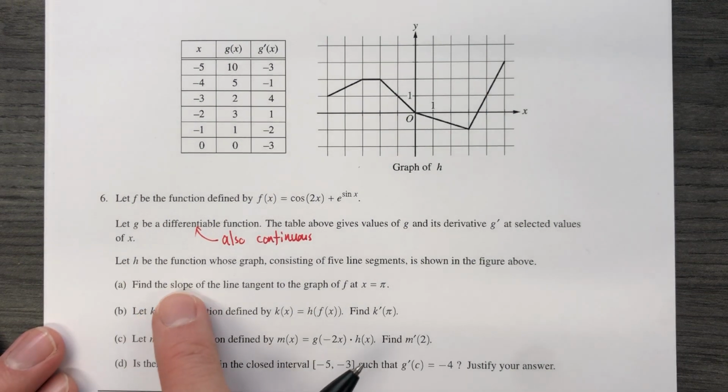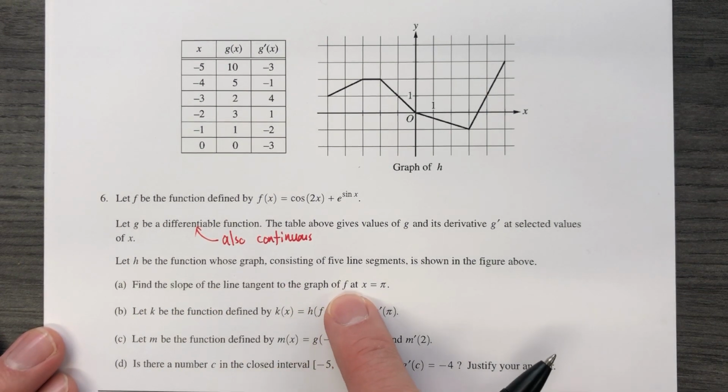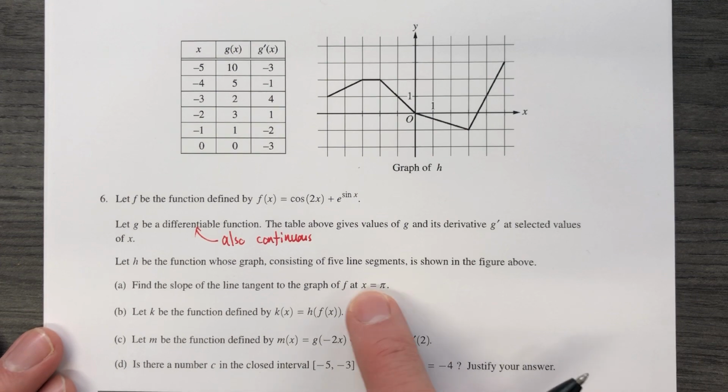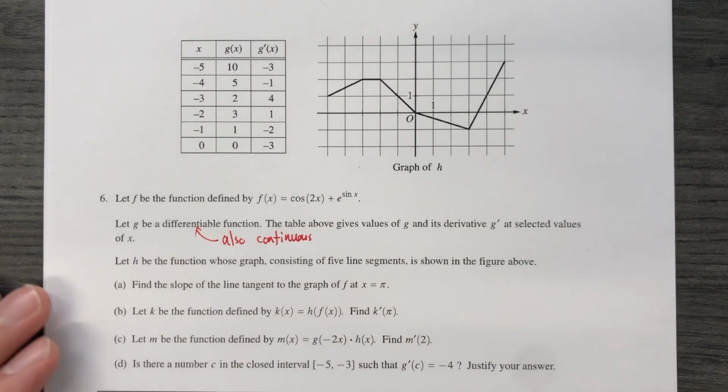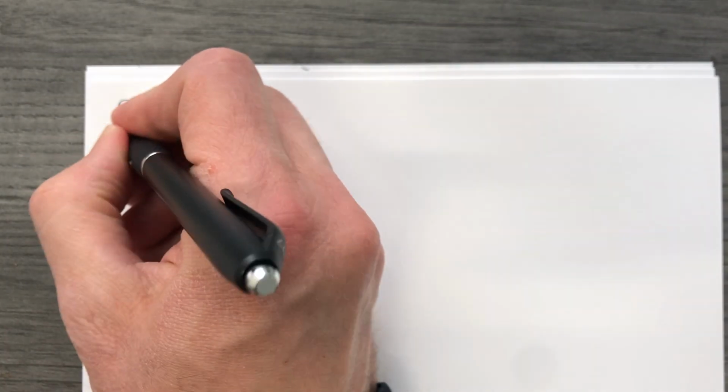Part A, find the slope of the line tangent to the graph of f at x equals pi. Okay, we're dealing with f. That would be this guy right here. They are not asking for the equation of the tangent line. They're asking for the slope of the tangent line. So here we go. Number 6, part A.